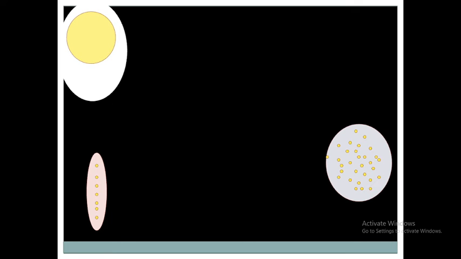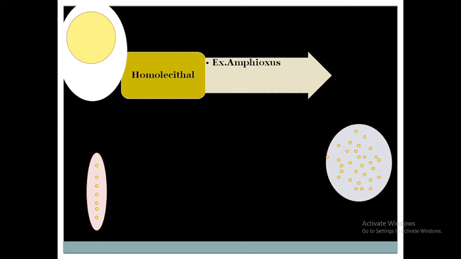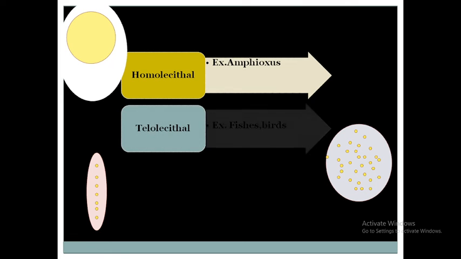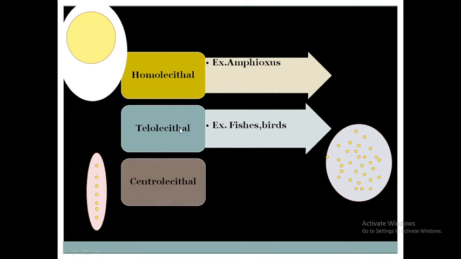Apart from that, another type of egg depends on how the yolk is distributed if the egg has yolk. Depending upon the distribution of yolk, the egg is divided into homolecithal, that is, yolk is present throughout the egg cell. The best example is Amphioxus. Then another type is telolecithal, that is, if the yolk is present, then it is present toward one end, the vegetal pole. That is called telolecithal. The best examples of this type of egg are fish and birds.